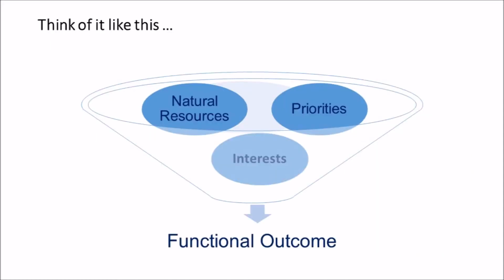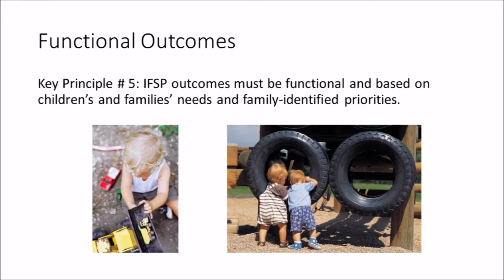So let's think of this as an example. Well, as we look at our diagram here, where we combine natural resources, priorities, and interest to produce a functional outcome that's determined by the family. So for example, a family has expressed interest that they want to attend church together as a family. However, right now we're unable to attend due to our son Johnny's inappropriate behaviors during service.